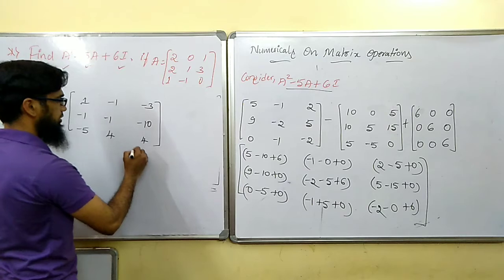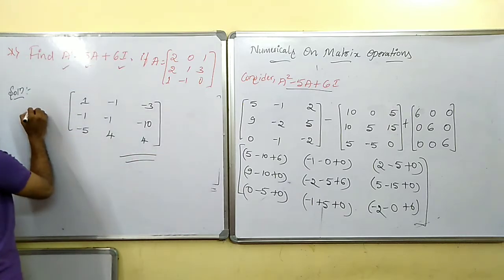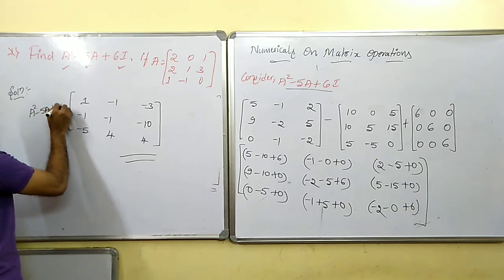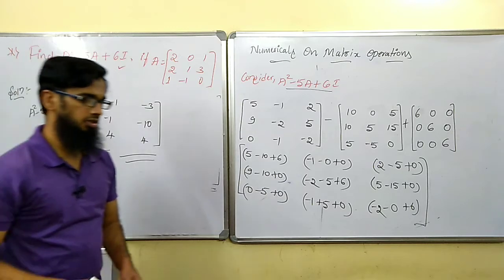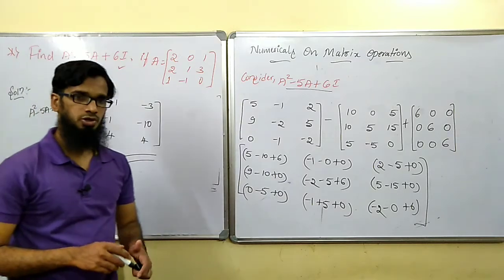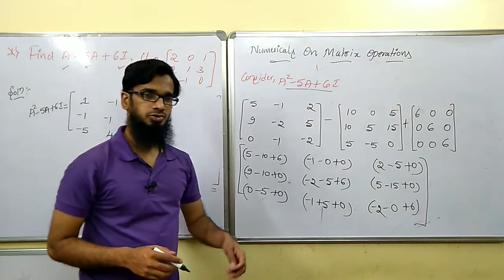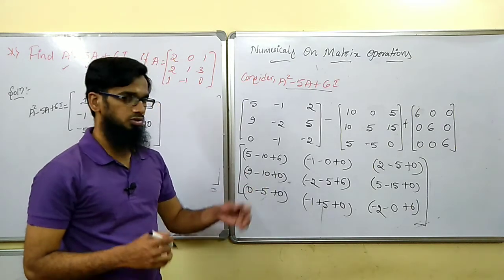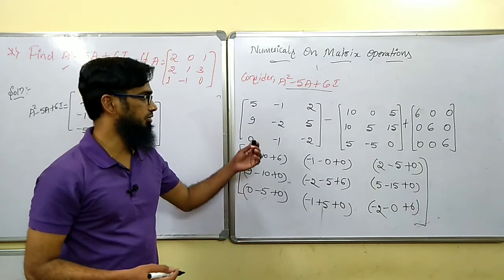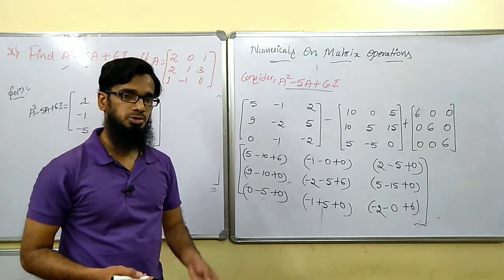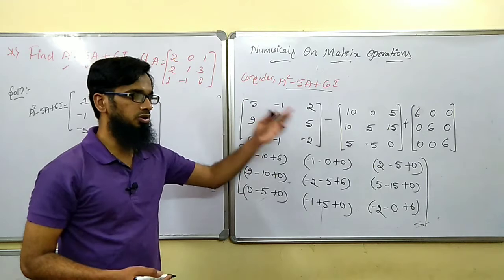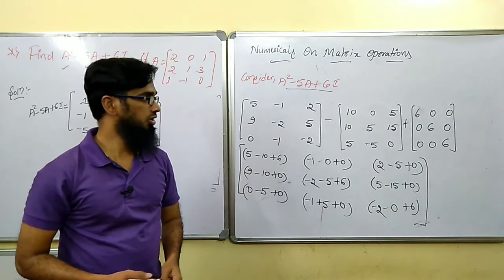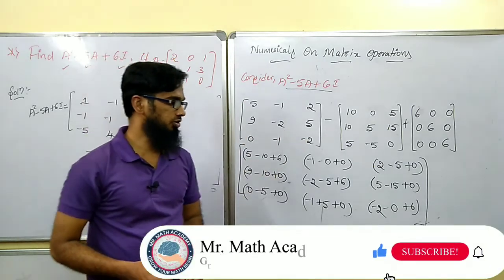So this is the exact answer. A square minus 5A plus 6I is given by the matrix 1, minus 1, minus 3, and so on up to 4 here. I hope you are getting this matrix. In this problem, all the operations are included: matrix multiplication, matrix addition, and matrix subtraction. If you solve this problem, it covers all the matrix operations. I hope you have understood this simple problem.